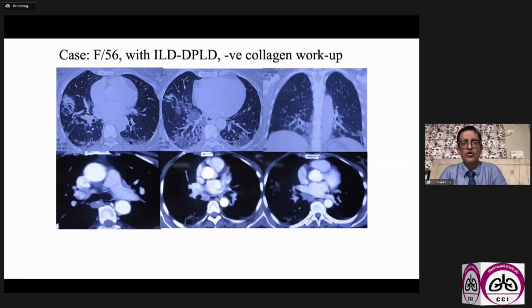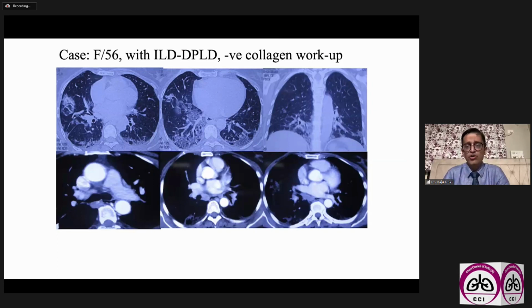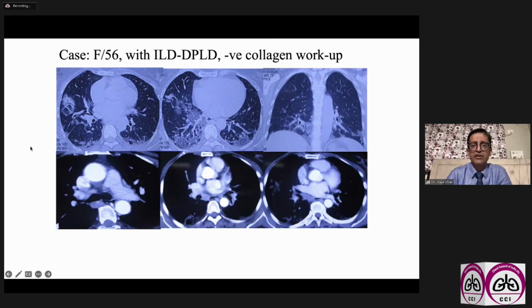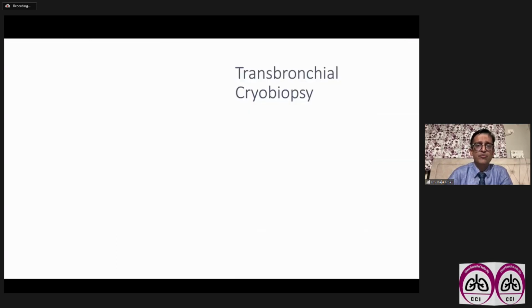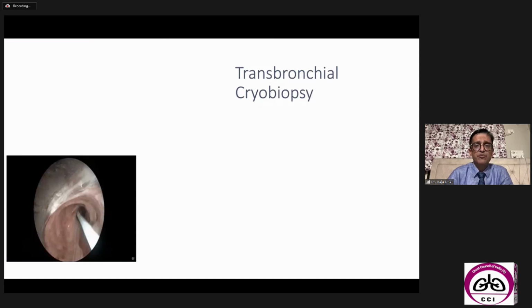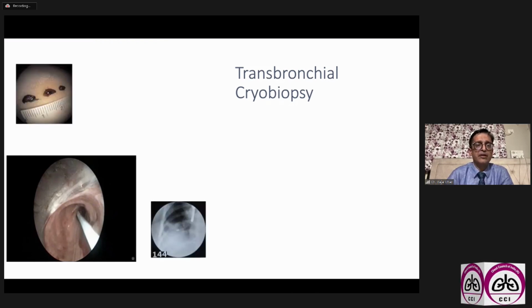This is a different scenario, a different case, a scenario in which cryo is probably used the most today. This is a patient with interstitial lung disease, diffuse parenchymal lung disease. The pattern that you see in front of you is a fibrotic NSIP pattern. So you can see the CT, the mediastinal and the lung window. We will not spend a lot of time on this. It was decided, because we couldn't get histology, we couldn't get a diagnosis based on the CT, that we would do a transbronchial cryobiopsy in this patient.